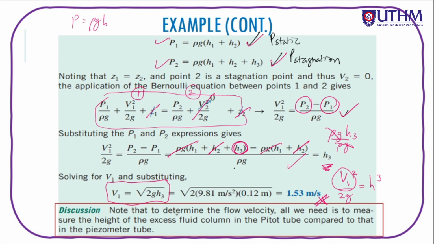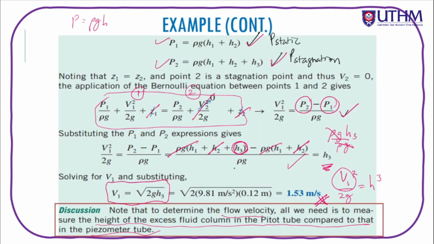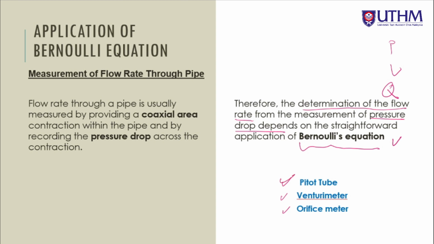And note that to determine the flow velocity, all we need is to measure the height of the excess fluid column in the pitot tube compared to the piezometer tube, kan? Apa yang kita buat, kita compare perbezaan ketinggian je, kan, in static tube dengan piezometer tube, yang mana kita dapat this value. Okay, itu sahaja untuk contoh for instrumen untuk pitot tube, ya. Kita dah settle this part.